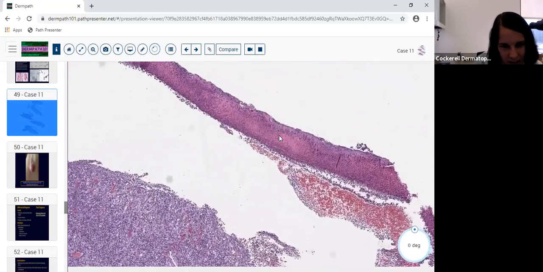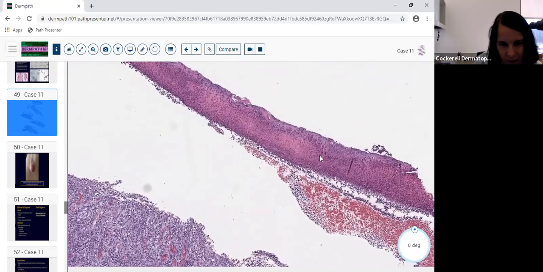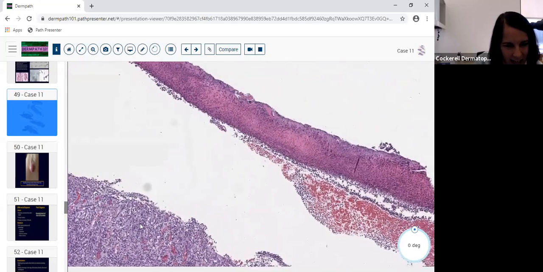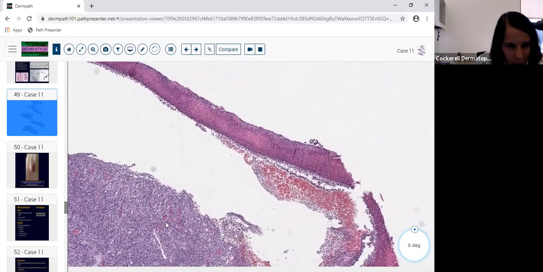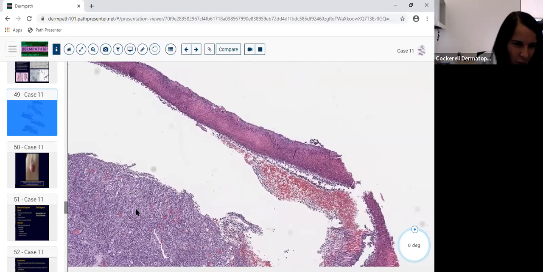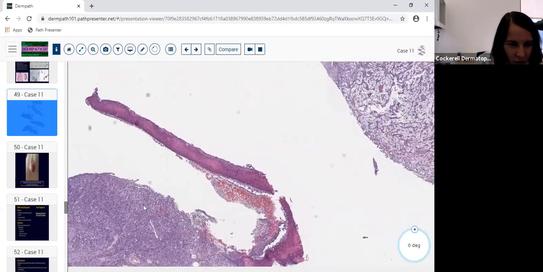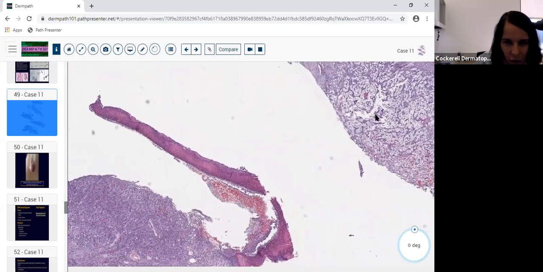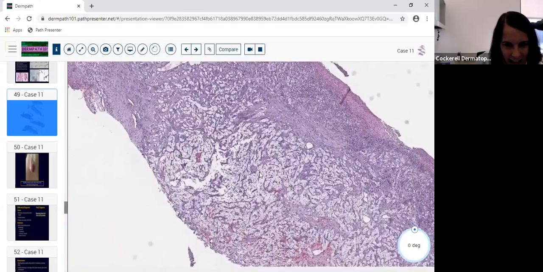So the first thing you notice is you see these layers of fibrin and inflammatory cells and red blood cells. And then down below it, you see this capillary proliferation. So right away, you're thinking, well, could this be an ulcer? Could this be a pyogenic granuloma? Hopefully, you don't stop on the low power and you look around on your other slices.